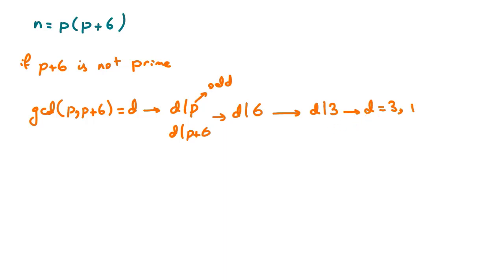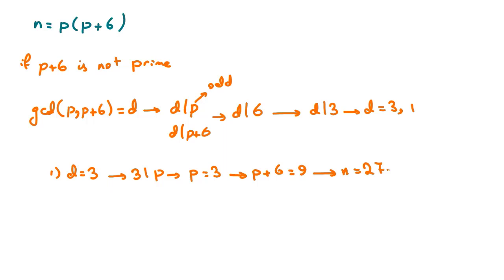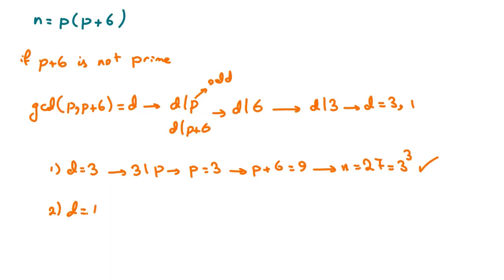Okay, if it is 3, case 1. If d equals 3, then 3 divides p. And p is a prime, so p is 3. And p plus 6 is what? Is 9. So n is what? N is 27. So we've considered this number 3 cubed, okay? That it works. Case 2, d is 1. Suppose they don't have any common divisor.